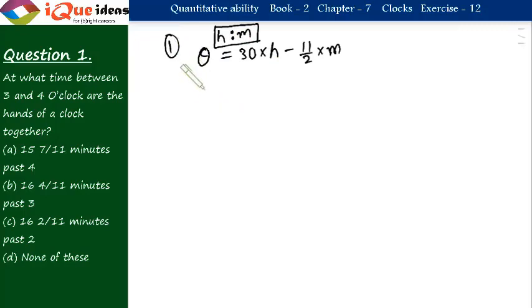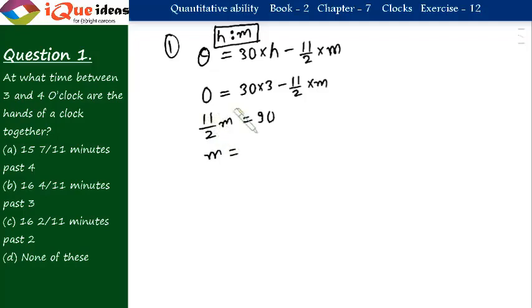Here the theta angle is 0, h value is 3 because anything between 3 and 4 would be 3 something. So h is 3, so 30 into 3 minus 11 by 2 into m, right? So 11 by 2m is equal to 90. So m is equal to 90 into 2, 180 by 11. If we simplify, it will be 11 one time, then 70, 66, so 6 times, and 4 by 11 minutes.